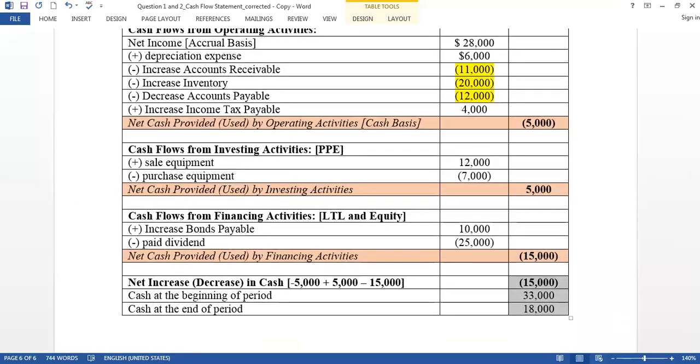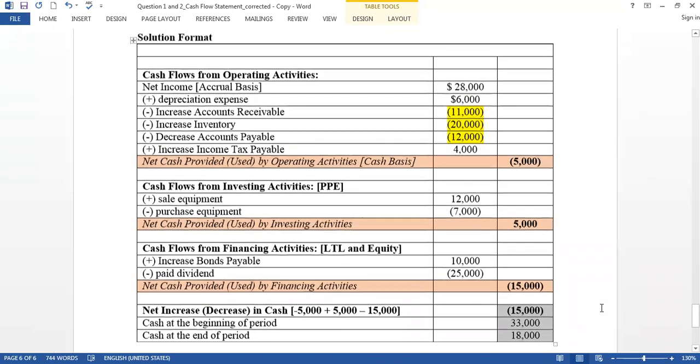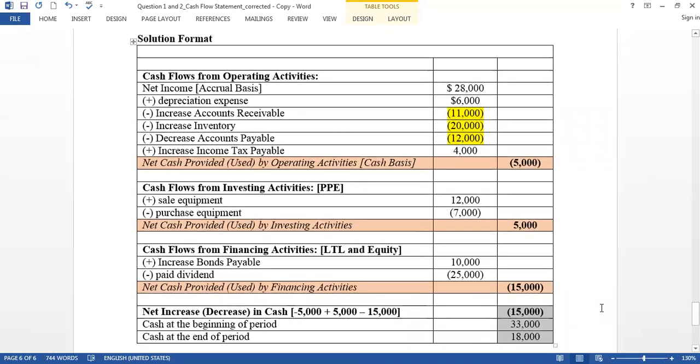So this is the solution for question 2. Try to read this and solve this by yourself again and again at home. Maybe next class I will solve another 2 questions. Okay, that's all for today.